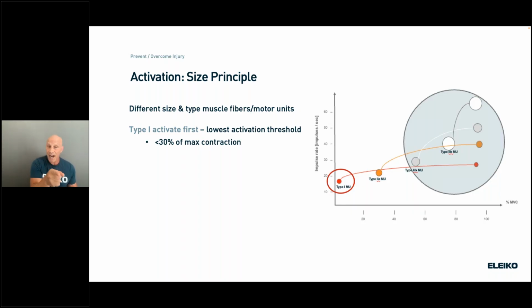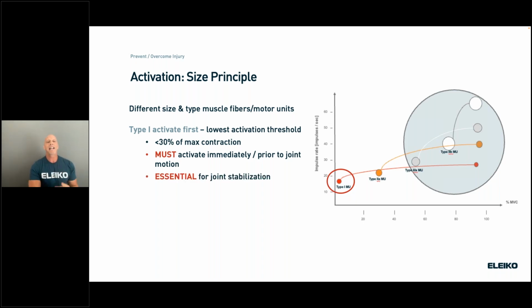But if the type 1s have to activate first, they are vitally important because they are what immediately are stimulated to have instant contraction, either immediately or prior to the joint going through motion, to create that proprioceptive feedback, which is stability, so the joint is stable. They must activate immediately. That is essential for joint stabilization.